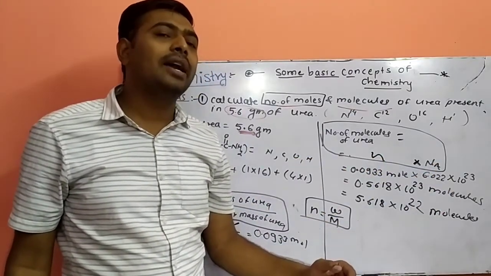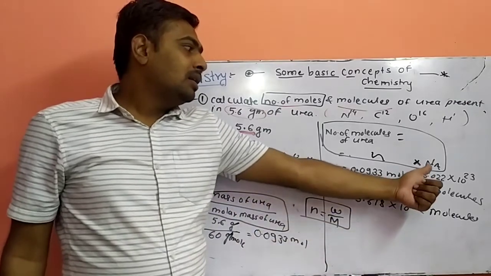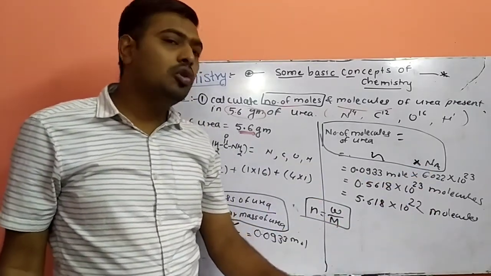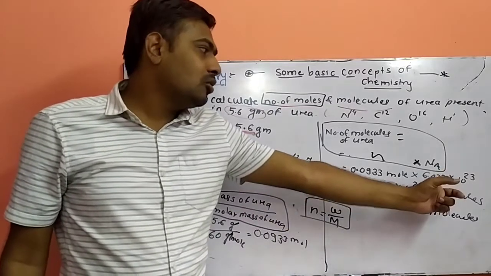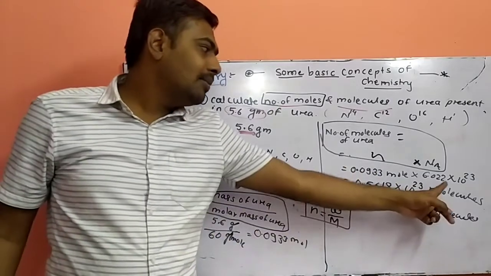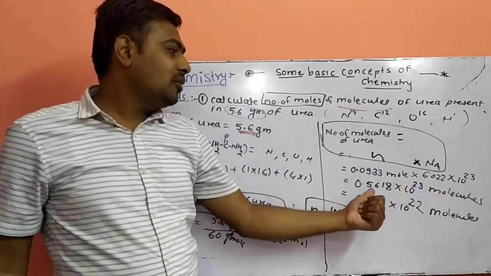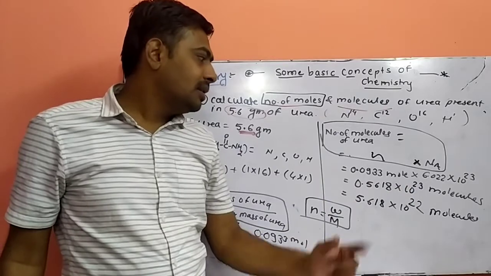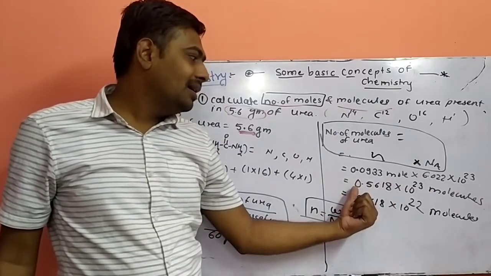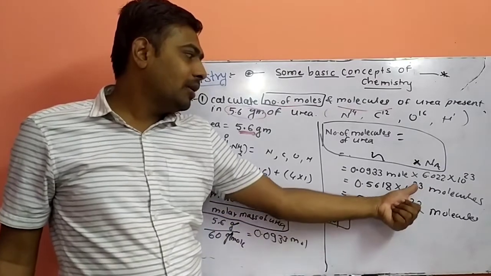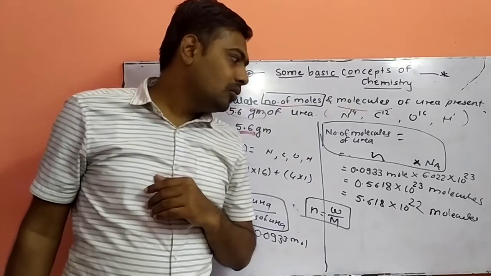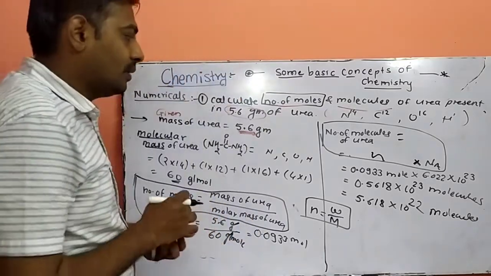As we already studied, Avogadro's number is the number of atoms present in 1 mole, that is 6.022 into 10 raised to 23. This is a constant value. The other value we calculated with the help of this numerical. This multiplied by this, we get 0.5618 into 10 raised to 23 molecules. The 0 shifts to the upper side as -1, so 23 minus 1 is 22. So 5.6 into 10 raised to 22 molecules.